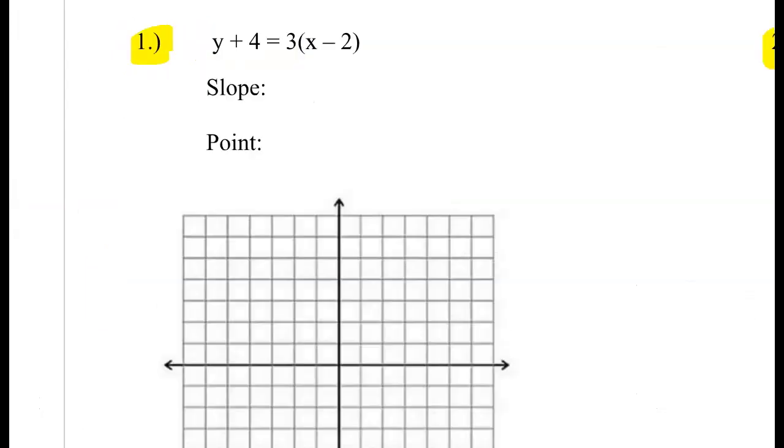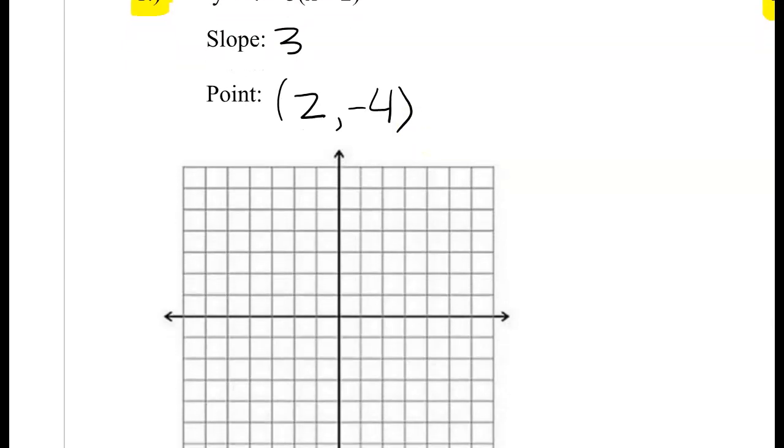Let's tie it all together. First, identify the slope. The slope is the number in front of the parentheses. So in our example, my slope in front of the parentheses is a positive 3. That's what I'm going to write for slope. Then my point: the x-coordinate is inside the parentheses with the x. Change the sign. If it's minus, it becomes positive. So that's positive 2. And then the y-coordinate comes from where the y is located. That's a plus 4, so that means my point is going to be negative 4. Again, remember to change those signs.